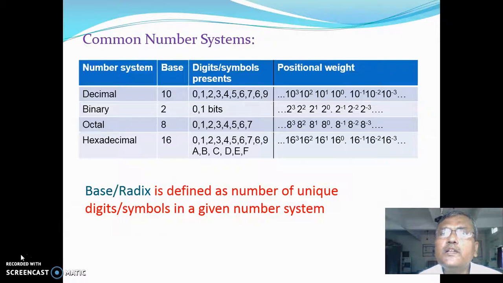There is another characteristic of the number system, which is called positional weight. If we consider the decimal number system, which has the base 10, then the weights are given as powers of 10. Similarly, for binary, the weights are powers of 2. For octal the base is 8, so the positional weight is a power of 8, and hexadecimal has powers of 16.